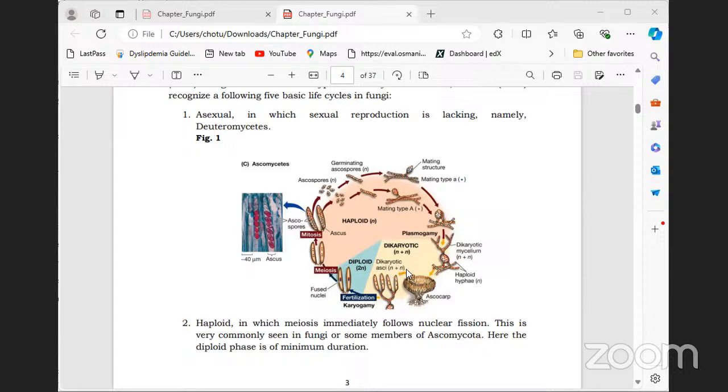What happens in meiosis? It reduces the nucleus, yes or no? It reduces the nucleus, and then undergoes mitotic division. That's why this is haploid, which immediately follows nuclear fusion. This is very commonly seen in fungi, that is the Ascomycotina. This is the minimum duration of the diploid phase.